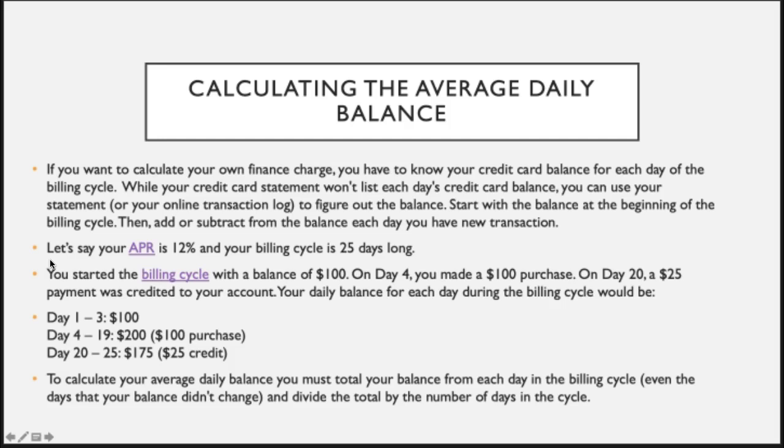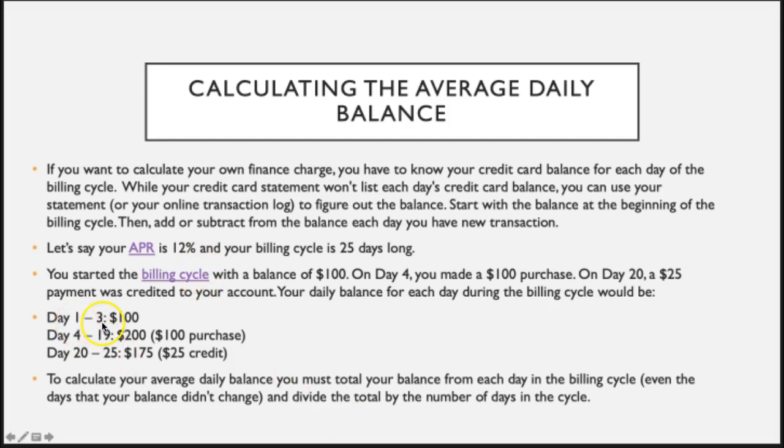Let's say that your APR is 12% and your billing cycle is 25 days long. You started the billing cycle with a balance of $100, and it doesn't change until day 4 when you make a purchase for $100. Then on day 20, so again, it stays the same from day 4 through day 19. But then on day 20, it changes again when you make a $25 payment to your account. So your daily balance for each day during the billing cycle would be this.